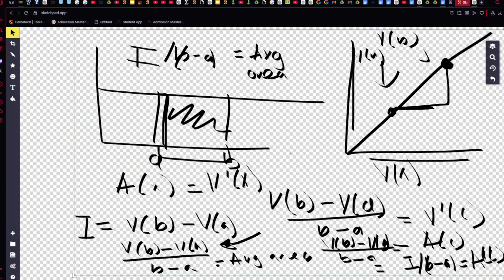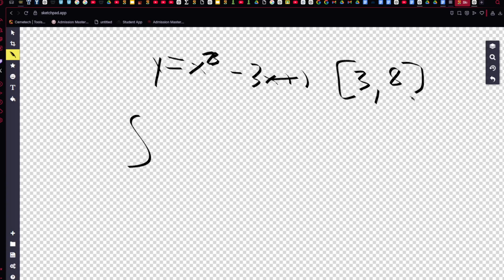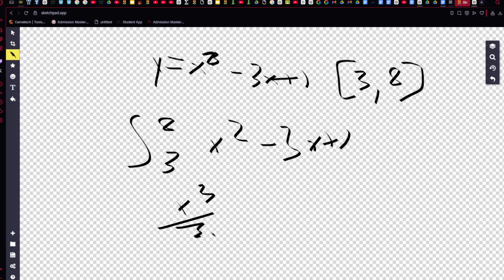which is why, if we do a problem like, let's do one right now. I guess this is a problem that I have. y equals x squared minus 3x plus 1. So the integral of this from the bounds 3 to 8, same thing, I guess, 8 to 3, of x squared minus 3x plus 1 is simply equal to x cubed over 3 minus 1.5x squared plus x from the bounds 8 to 3.